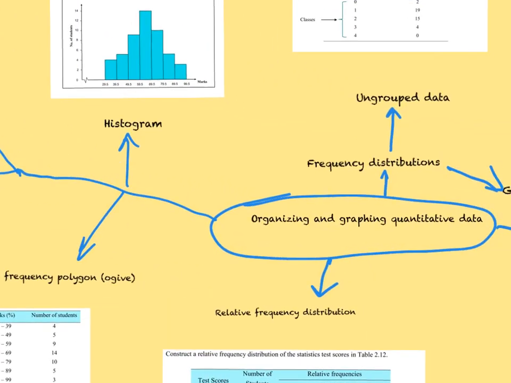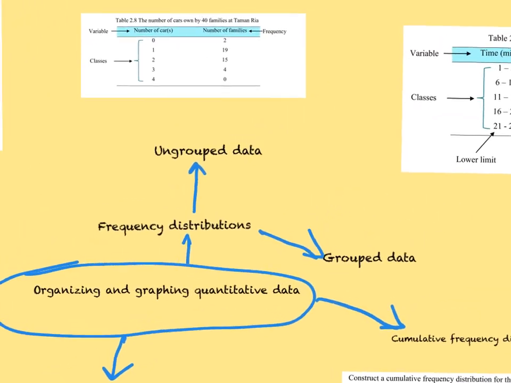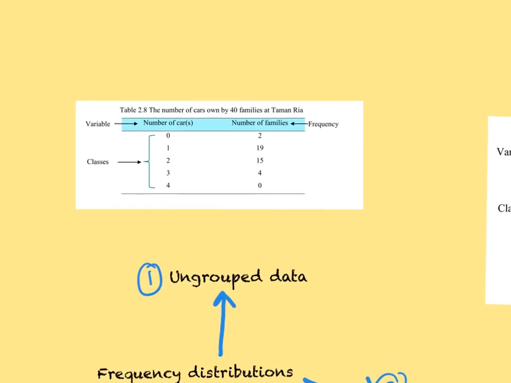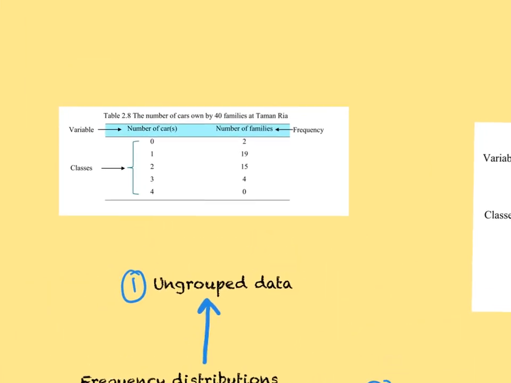Okay, so let's focus on the very first subtopic we have here. For organizing quantitative data, first we have frequency distribution. For frequency distribution, the first one is for ungrouped data and the second one is for grouped data. So how are you going to differentiate between ungrouped and grouped data? Let's take a look at the example for ungrouped data.